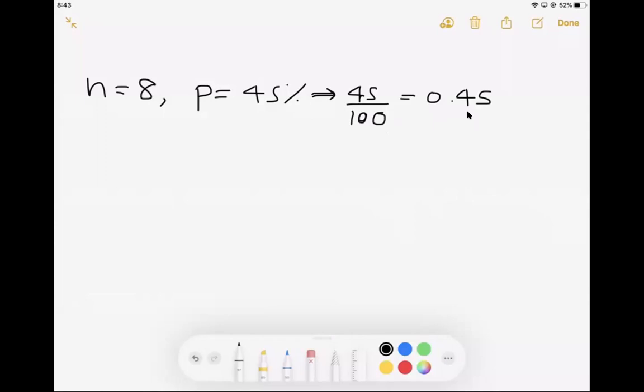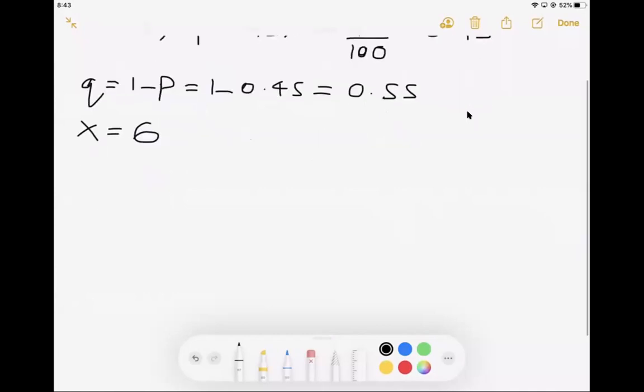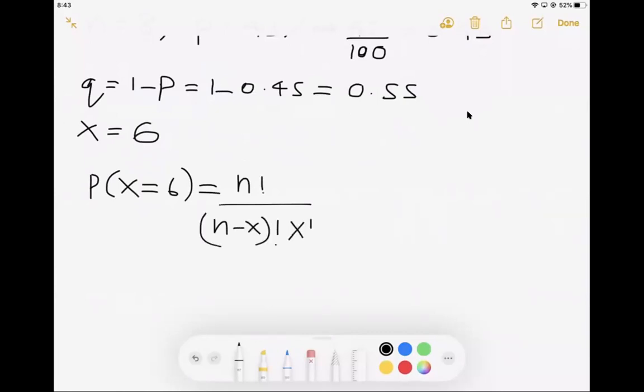If you know P, you can find Q. It's 1 minus P. So 1 minus 0.45, what is our Q? It's 0.55. Now what is our X? It says exactly 6. So X is 6. Now we have everything. Now we can find the probability of X equals 6. So first you have to write the binomial probability formula. So this is the formula. You have to know how to plug values into this formula.